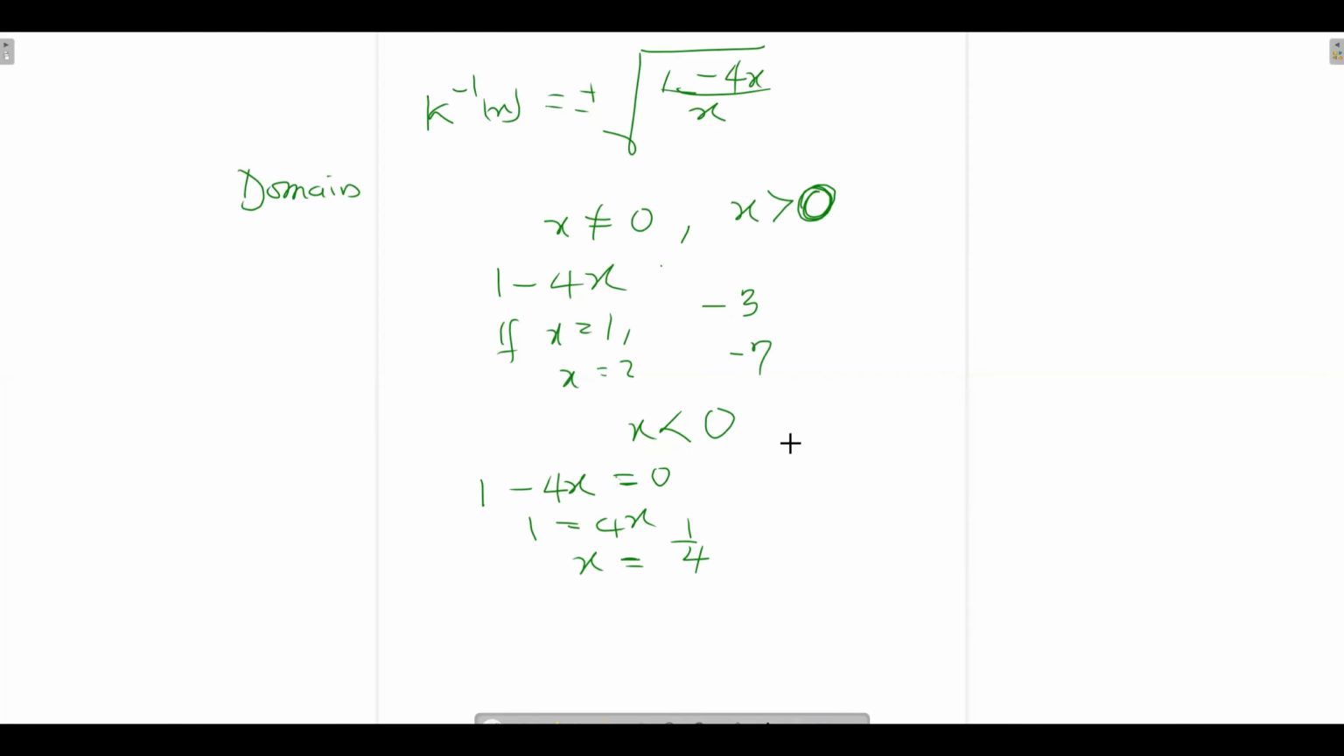So I think it will be 0 less than x, x less than or equals to 1 over 4. 0 is less than x, that means x is greater than 0, and it will be less than or equals to 1 over 4. That will be our domain.